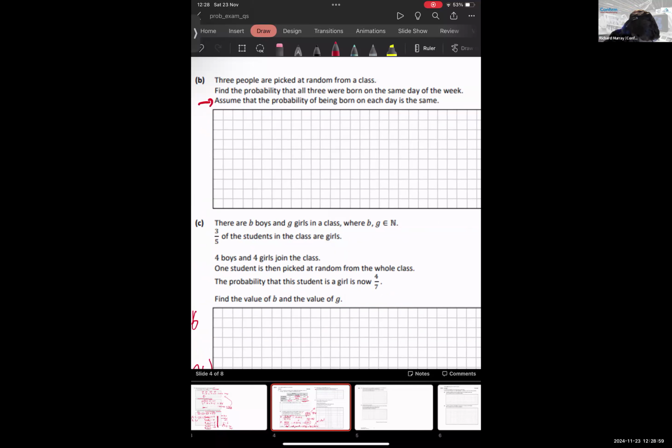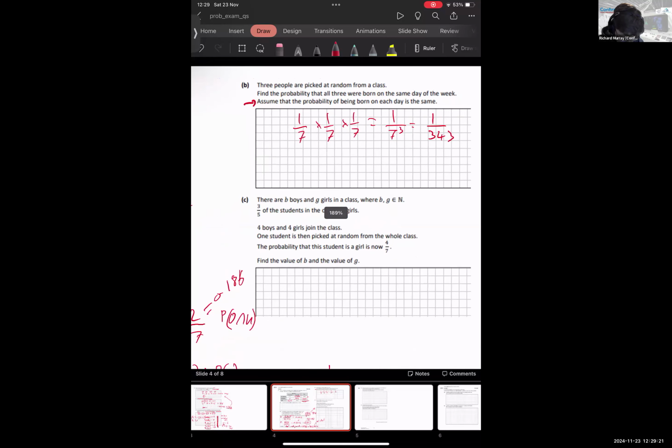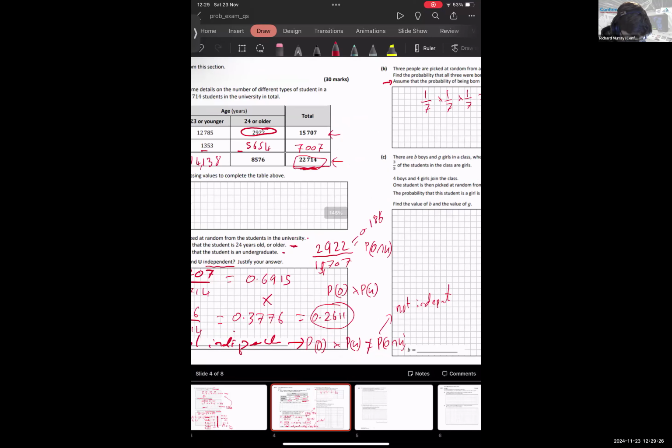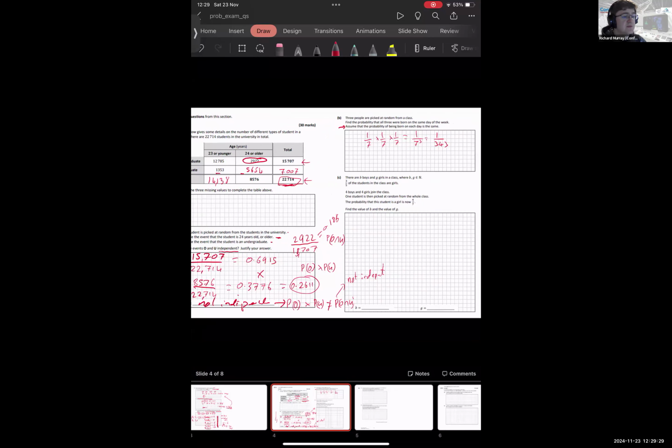So we have 3 people are picked at random from a class. Find the probability they're all born on the same day of the week. So that is 1 over 7 times 1 over 7 times 1 over 7. So it's 1 over 7 cubed is equal to 1 over 343. So again, this is a weird one where this part of the question is actually a decent bit harder than the later parts, just because it requires you to remember more about probability definitions.